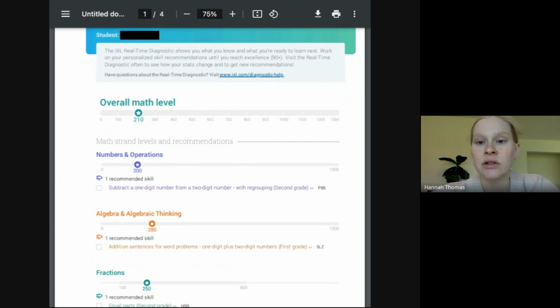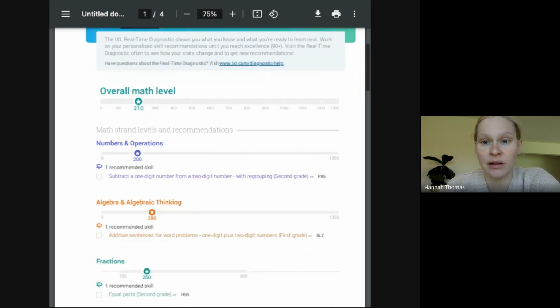So if you see the number move closer to 300, if the number was 270, they would have about 70% of the grade level mastered. Once you get to 300, then you're moving on to 3rd grade readiness. So this student is testing at a 2nd grade level. It shows us now math strands and recommendations for 2nd grade levels.